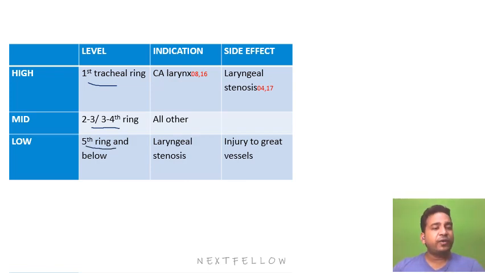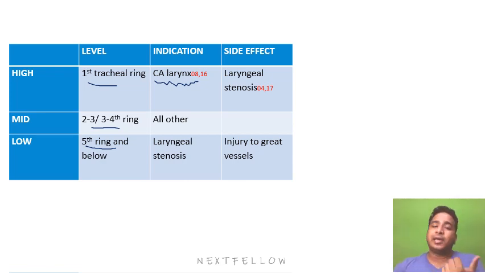Now, what are the indications of high tracheostomy? The most common indication is CA larynx. It has been asked 2 times in the exam, because in carcinoma of the larynx, we will remove only the carcinomatous part and we will try to preserve as much respiratory tract as we can. So in that case, we will prefer the high tracheostomy.